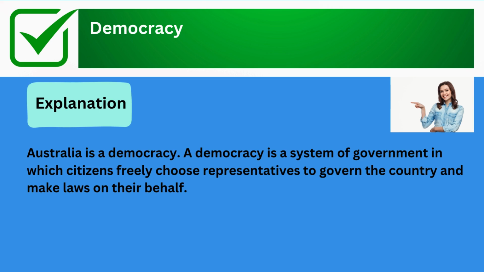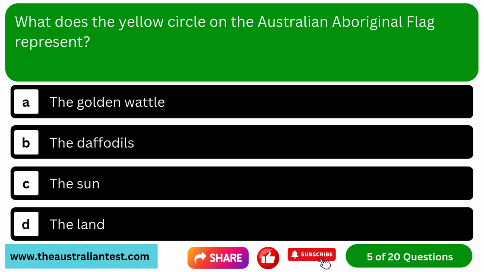Explanation: Australia is a democracy. A democracy is a system of government in which citizens freely choose representatives to govern the country and make laws on their behalf.